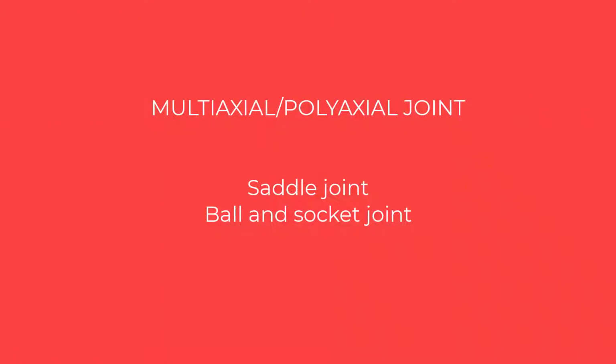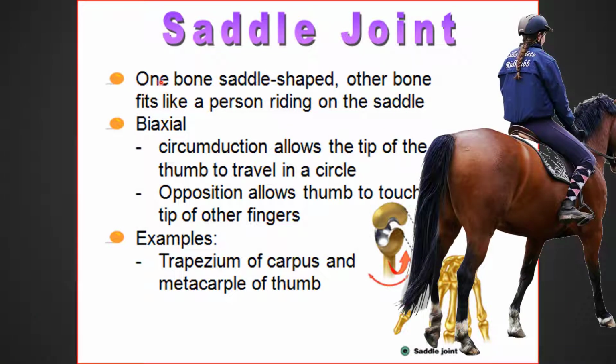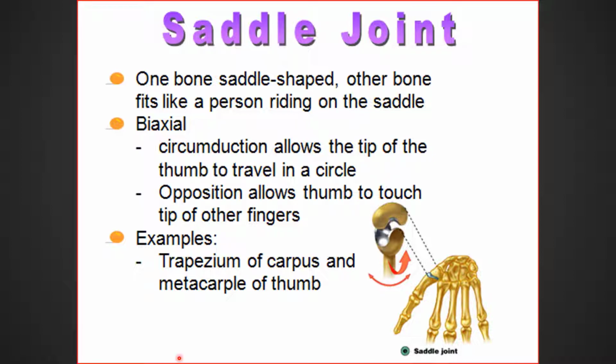The last but not the least is the multiaxial or polyaxial joint, which includes saddle joint and ball and socket joint. In saddle joint, one bone is saddle shaped, whereas the other bone fits like a person riding on the saddle of a horse. The example of saddle joint is the joint between femur and patella, and the next example is the first carpometacarpal joint, as you can see in the diagram.